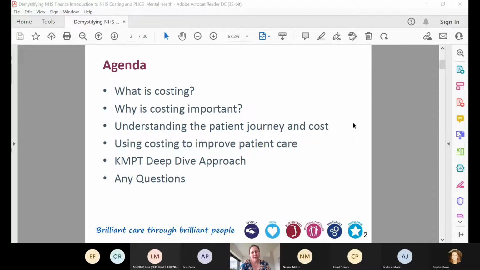I'm then going to talk a little bit about KMPT, that's the organisation that I work for, and our deep dive approach and what we've done locally. And of course, we'll allow some time towards the end for any questions. Sophie's with us, so if there's anything you need to ask as we go through, I'm sure she'll help as well, but I'll be keeping an eye on the hands raised and chat box. So do please feel free, if there's stuff that pops up as we're running through the presentation, pop your hand up, and I'm more than happy to take questions as we go.